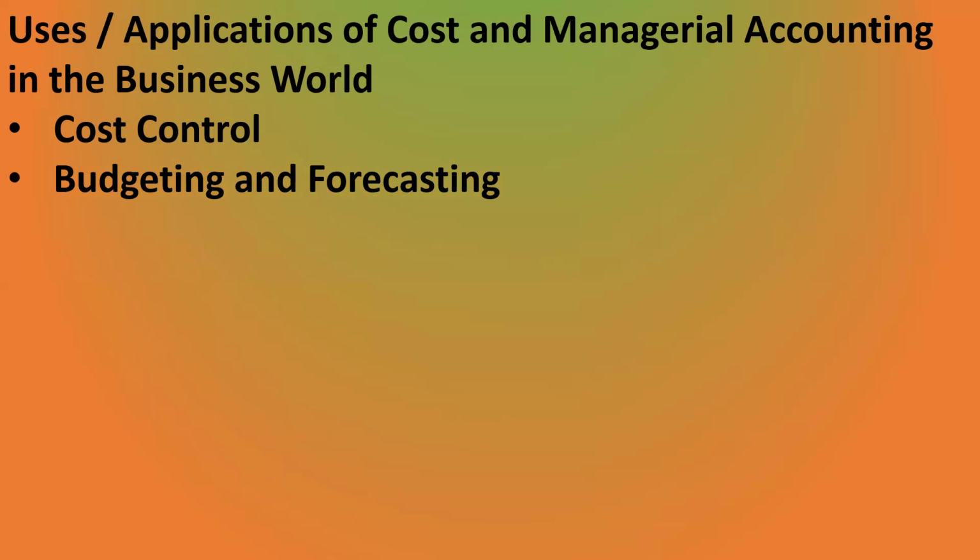Next, there is budgeting and forecasting. Businesses need to plan for the future, right? So cost accounting gives them the tool to estimate future cost, create budgets, and set financial targets. This helps managers make smart decisions about how to allocate resources, which are obviously limited resources, and ensures that the company is on track to meet their goals.